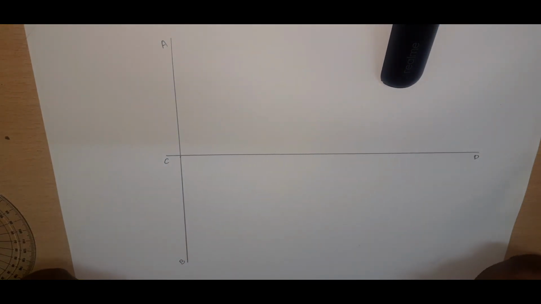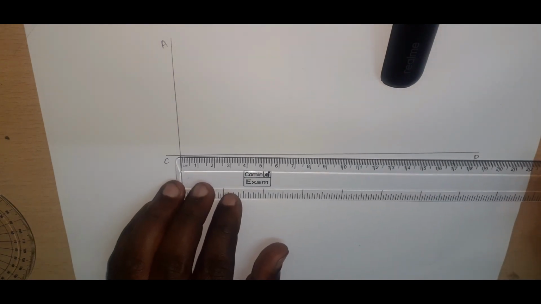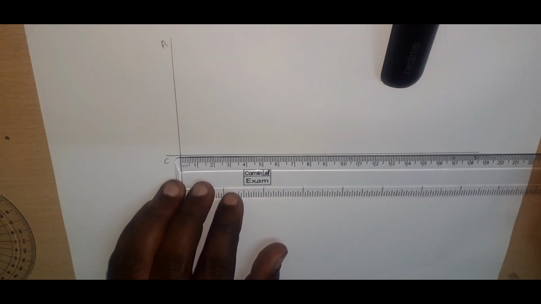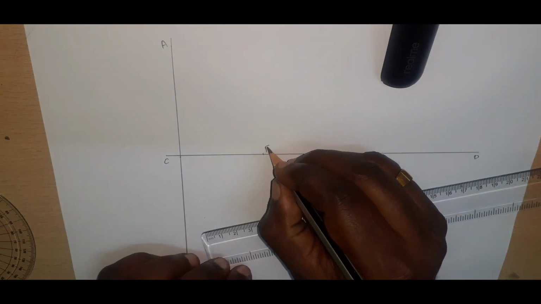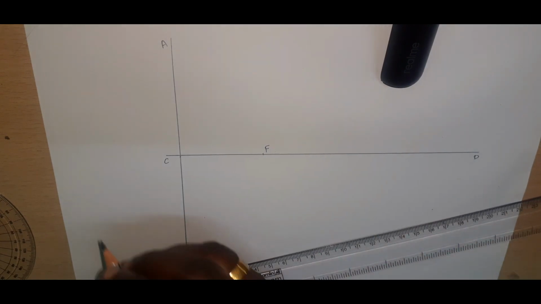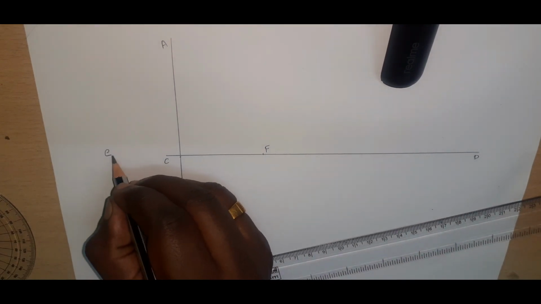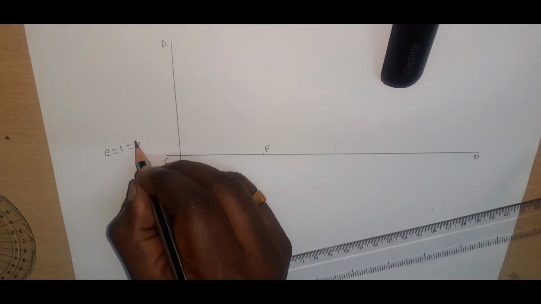Now the question is given as the distance between focus and directrix is 50 mm, so we can measure from the directrix to the focus. The focus point we can name as F. For a parabola, we have to know E is equal to 1. So totally the value is 50.